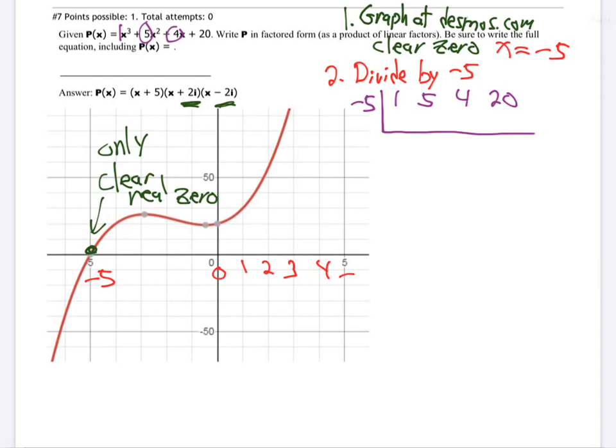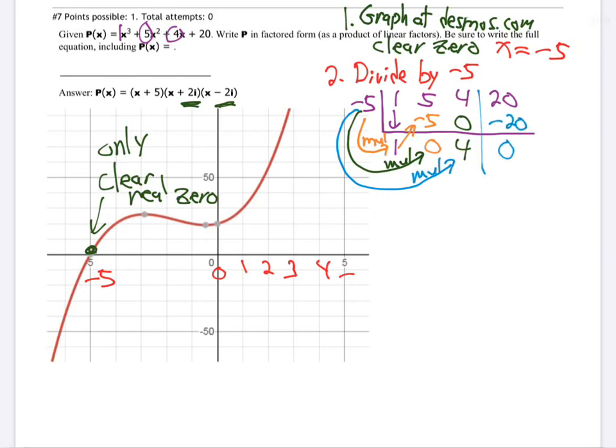So now I'm just going to bring down the 1 and let the synthetic division begin. Multiply. -5 times 1 is -5. Add them up, 0. Next step. Multiply. -5 times 0 is 0. Add them up, 4. And then -5 times 4, you know what's going to happen. -20, 0 remainder, of course, because x minus 5 goes in evenly.